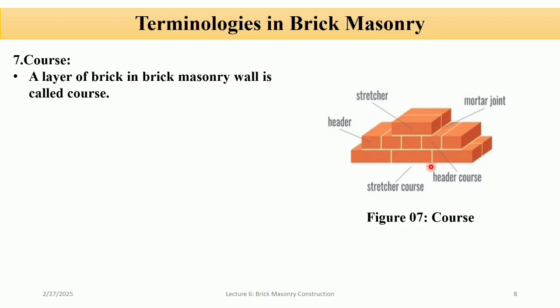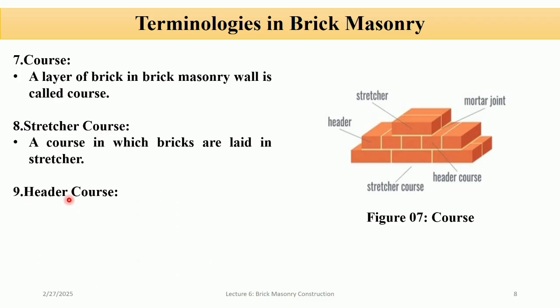Course. A layer of bricks in brick masonry is known as a course. You can see this is the stretcher face, this is the header face. Courses are of two types: stretcher course and header course. When the bricks are laid as stretchers, that is known as a stretcher course, and the stretcher course provides longitudinal strength to the wall. When the bricks are laid as headers, that is known as a header course, and it provides transverse strength to the wall.